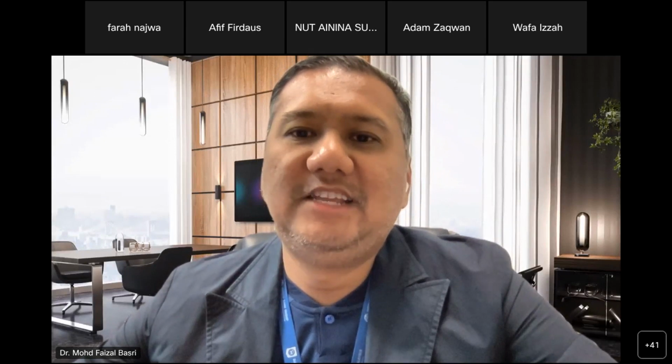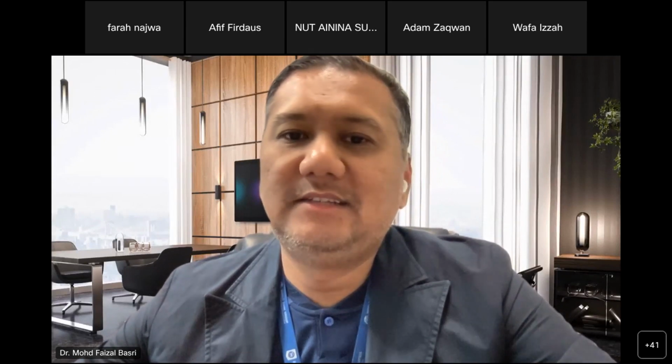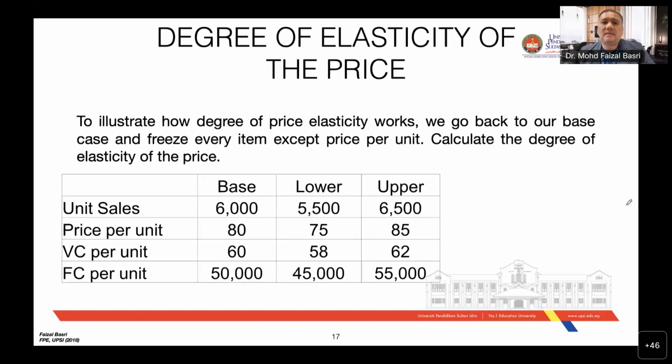Okay, let's continue. Next type of analysis. This is another subset of scenario analysis, but we are looking at the elasticity of the price. Just now, when we did the sensitivity, we looked at the quantity. Again, in this type of analysis you can change any variables, but for degree of elasticity of price, we are talking about degree.